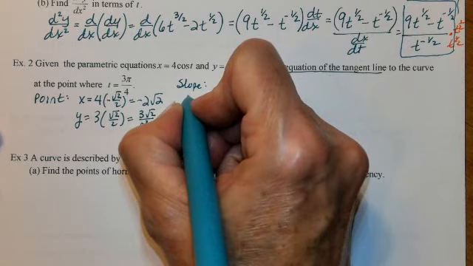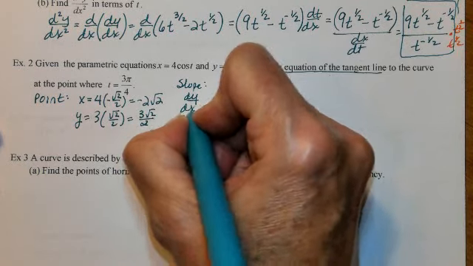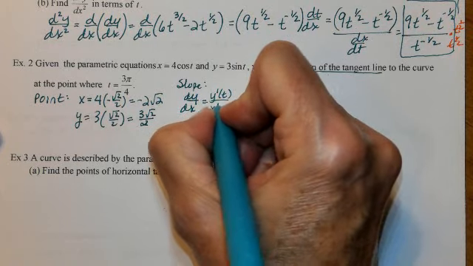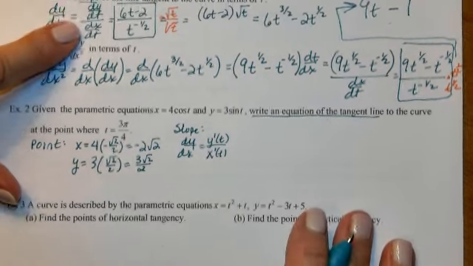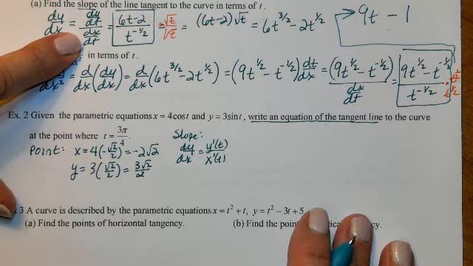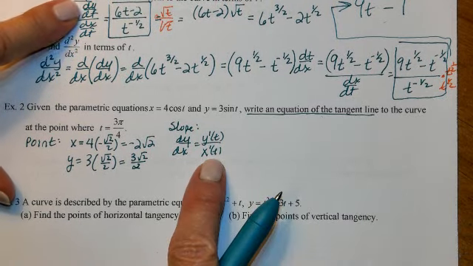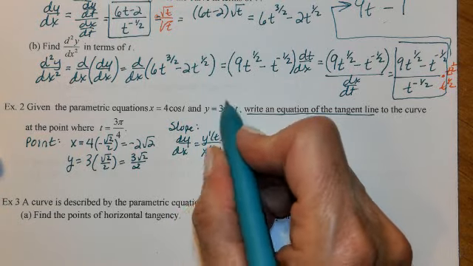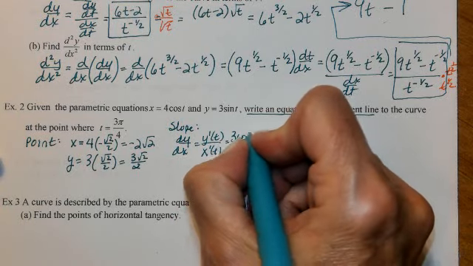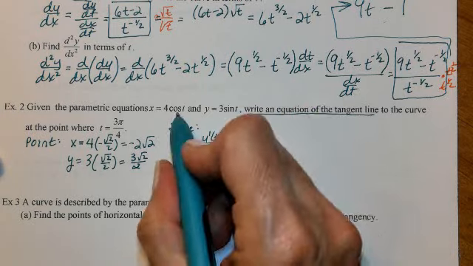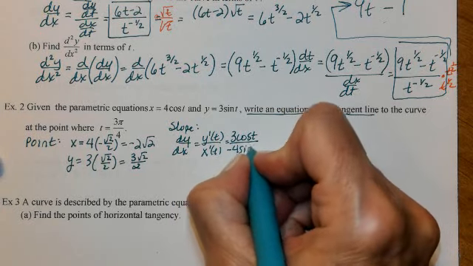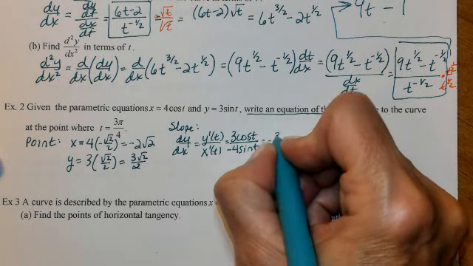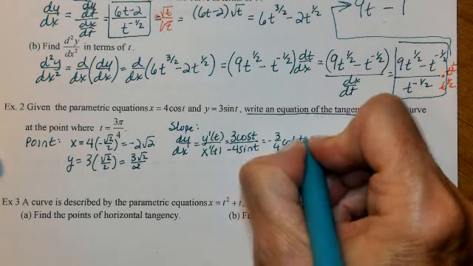Slope is always dy dx. Right? So we know that's y prime of t over x prime of t. Or you can write it as dy dt over dx dt. Either way, these two mean the same thing. So y prime of t is 3 cosine t. X prime of t is negative 4 sine t. Right? And this is negative 3/4 cotangent t.